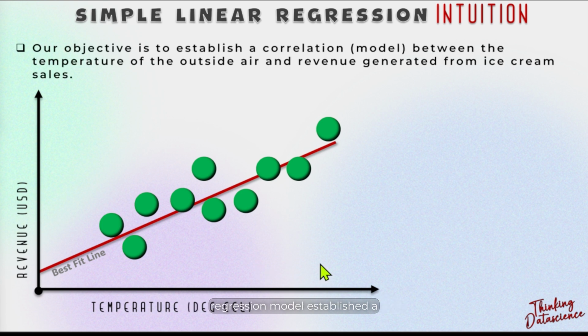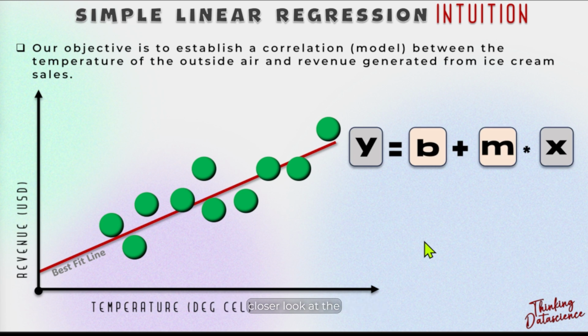Simple linear regression models establish a relationship between two variables x and y. So let us take a closer look at the mathematics behind it. To begin with, we have two variables, temperature and revenue, and we plot all the data points. So our goal is to obtain the best fit line that can pass through the data. We know that the equation of a straight line can be represented as y equals b plus m times x, where x is the independent variable, which in our case is the temperature in degrees Celsius. We can change this variable independently, and y is the dependent variable, which in our case is revenue.